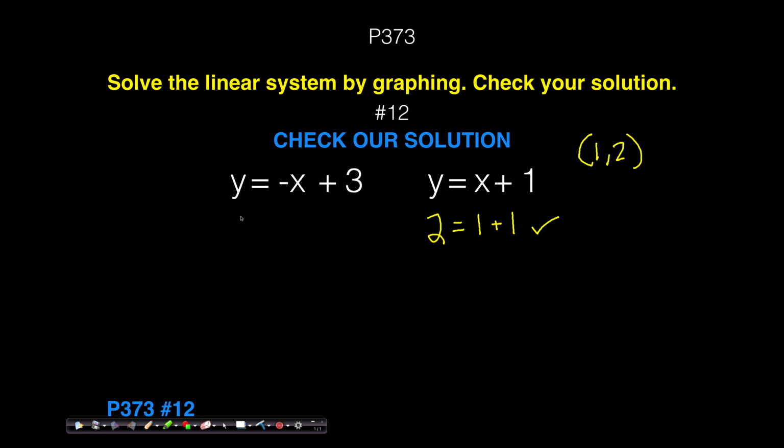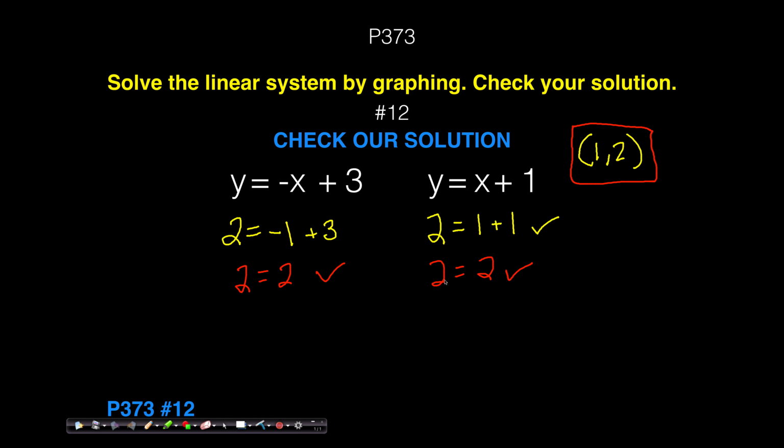Now let's look at our second. Again, our y coordinate is 2, so we can replace y with 2. And then our x is 1, so that's negative 1 plus 3. Does that hold true? Yes, in fact, it does. Negative 1 plus 3 is, in fact, 2. 2 does equal 2, so they both check out. Okay, so I have confirmed that (1, 2) is in fact my solution by both graphing and by checking algebraically that it's the solution.